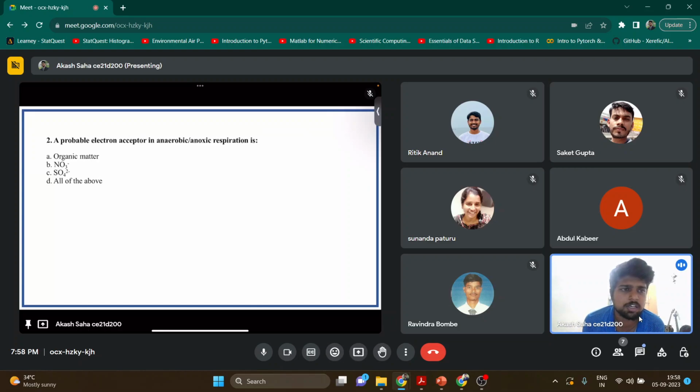Do you know what is the electron acceptor in case of aerobic system? No answer. So for aerobic system, it is oxygen. The final electron acceptor is the oxygen in aerobic system. But in case of anaerobic or anoxic respiration, what is the electron acceptor?